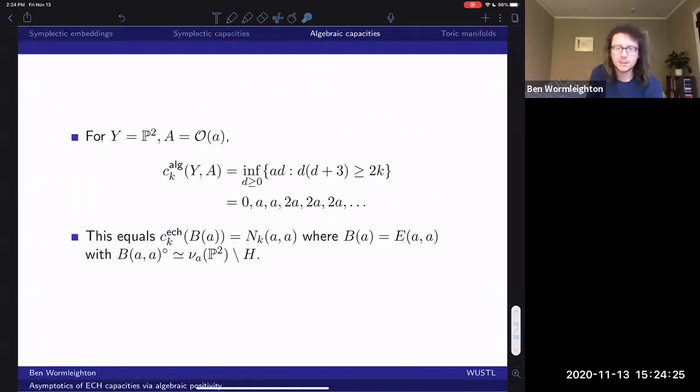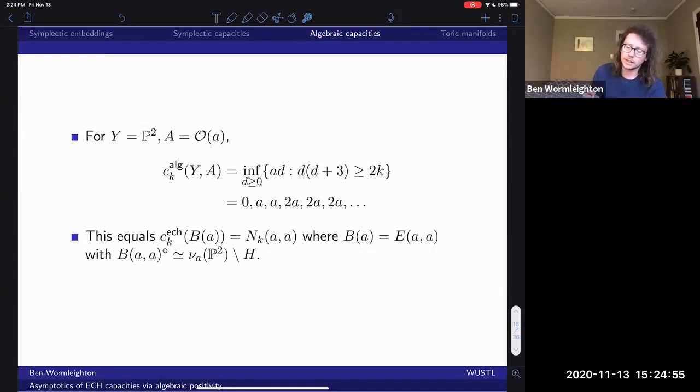Okay. So let's look at a really concrete example. Let's look at Y, the projective plane, A, just OA, in other words, A times the line. Then the optimization problem here boils down to something extremely simple. CK-alg is just the infimum over positive integral D of A times D subject to quadratic constraint. And to people familiar with ECH, this might look very familiar.